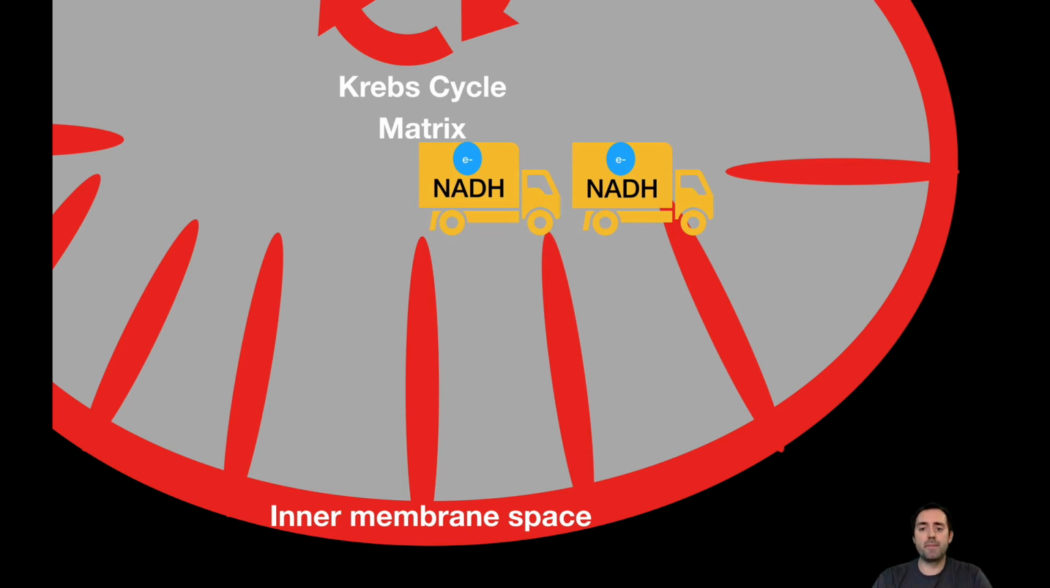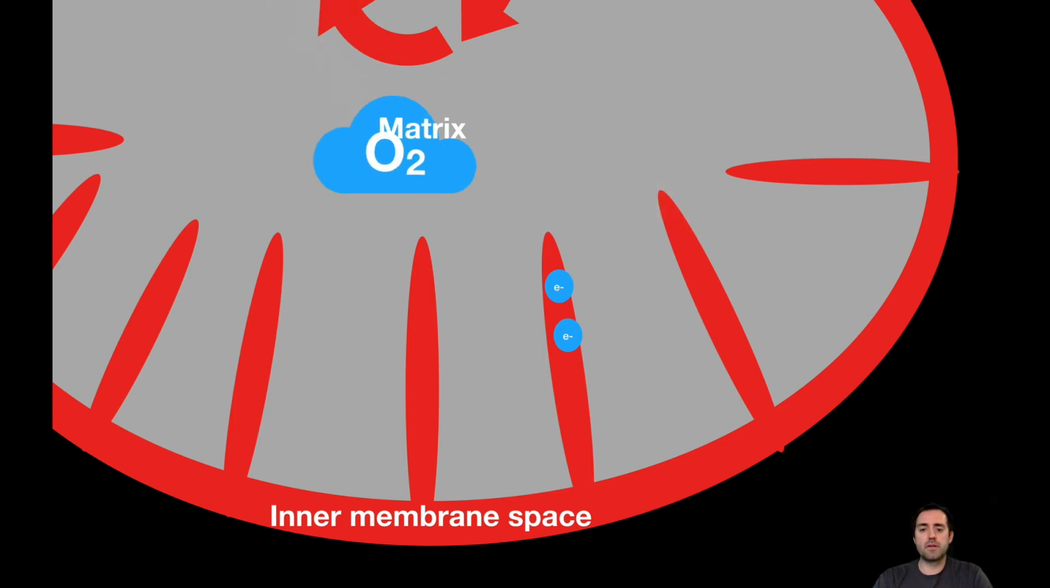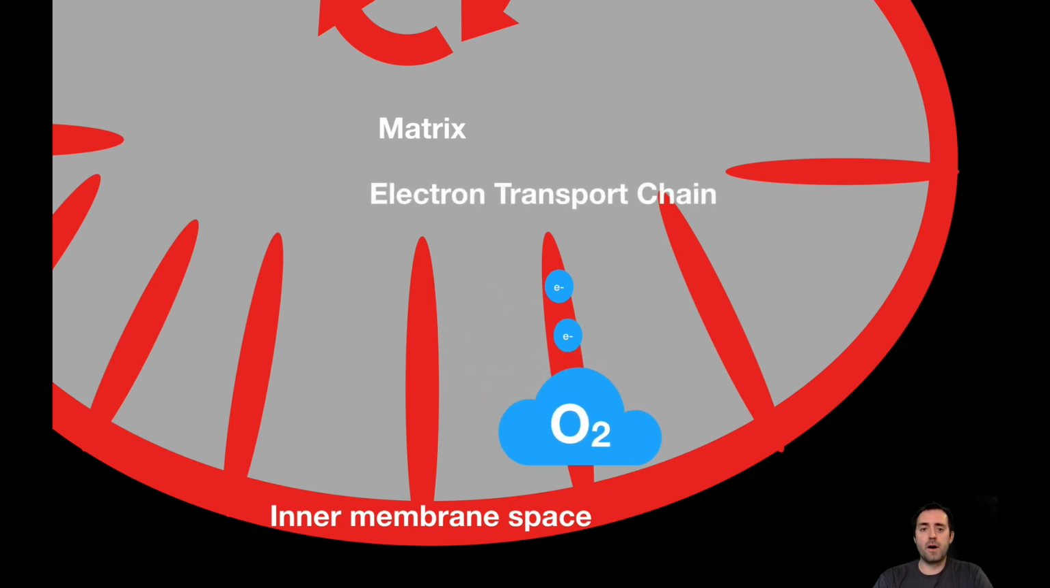Now, these NADHs are carrying these high energy electrons, so there's still energy available for us to use. So what happens is that these NADH trucks drop off their electrons at the inner membrane space of the mitochondria. And in that inner membrane space, you'll find electron carriers. We're not going to get into the details of them, but basically they're able to use those energized electrons that came originally from glucose and extract more energy from them and use them to make more ATP.